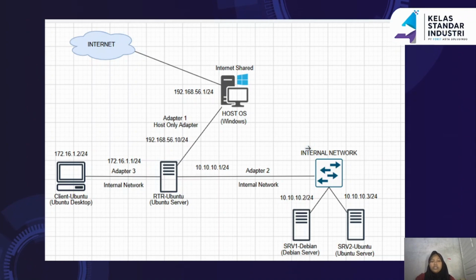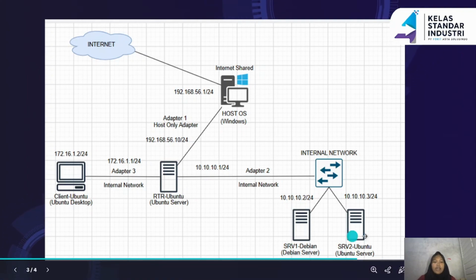Previously, we configured the IP address on each VM manually one by one. In this section, we're going to configure the Ubuntu client to obtain an IP address automatically. Once the Ubuntu client is successfully configured, we'll apply the same configuration to server 1 and server 2.